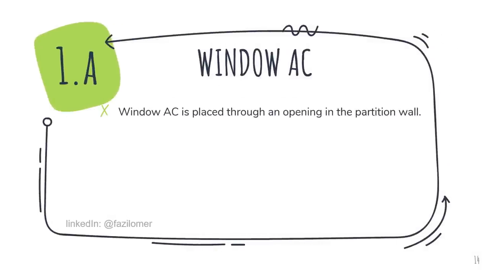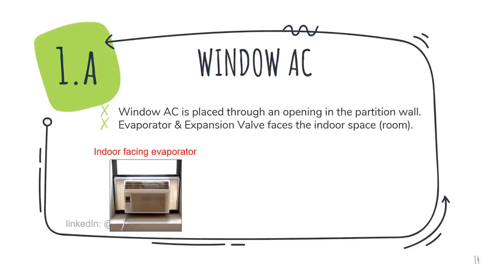Window AC is placed through an opening in the partition wall of the room. Evaporator and expansion valve face the room. Condenser and compressor face the outdoor area.